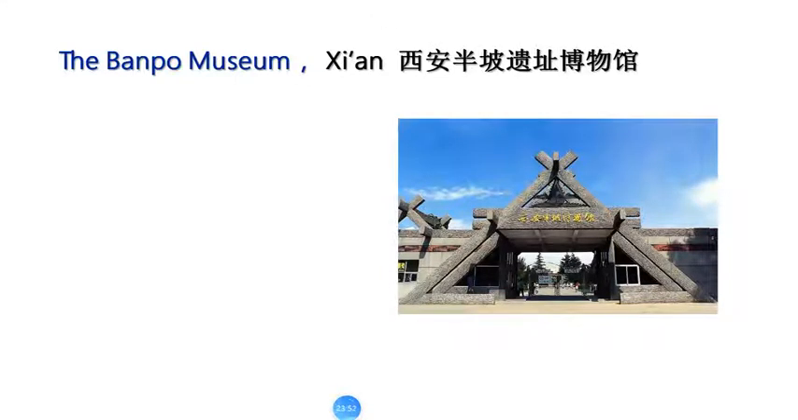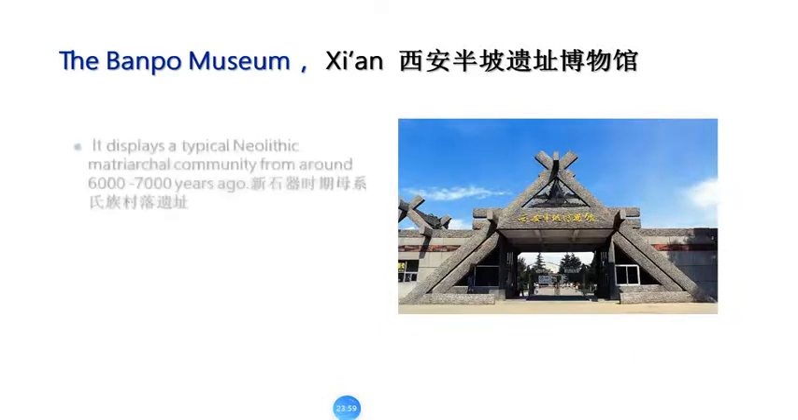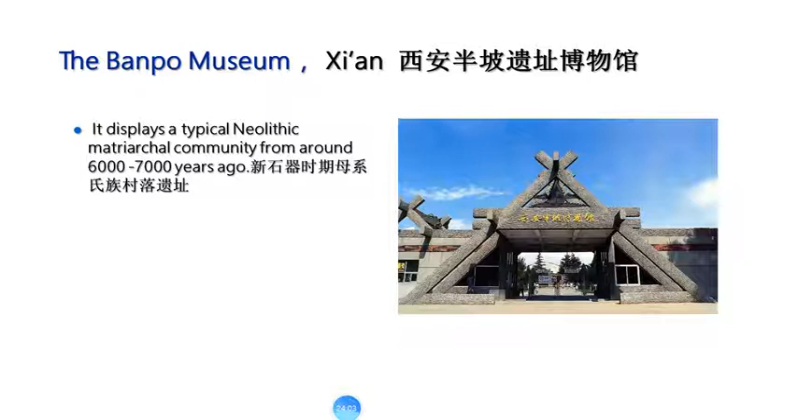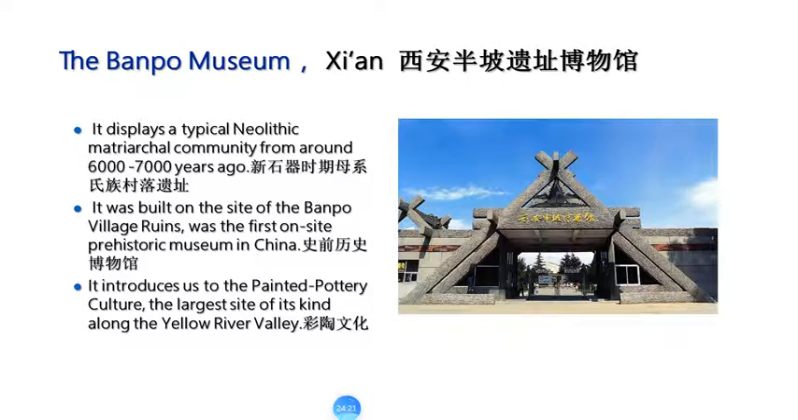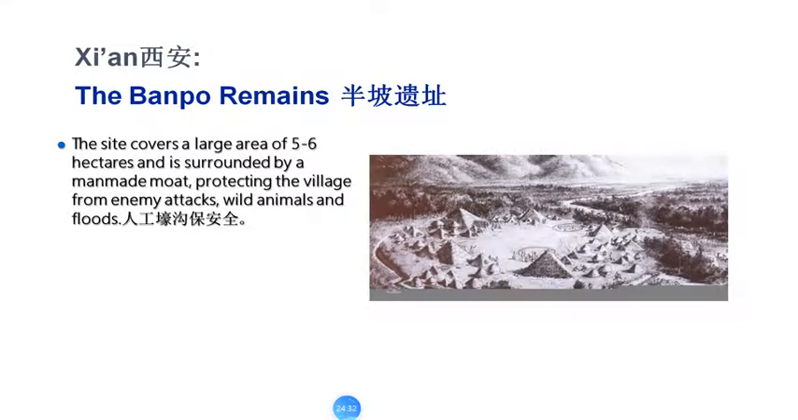So today we can go to visit a museum, Banpo Museum, to see the Banpo village remains. The museum displays a typical Neolithic matriarchal community from around 6,000 to 7,000 years ago. It was built on the site of the Banpo village ruins, the first on-site prehistoric museum in China. It introduces us to the painted pottery culture, the largest site of its kind along the Yellow River Valley. The site covers a large area of 5 to 6 hectares and is surrounded by a man-made moat, protecting the village from enemy attacks, wild animals, and floods.